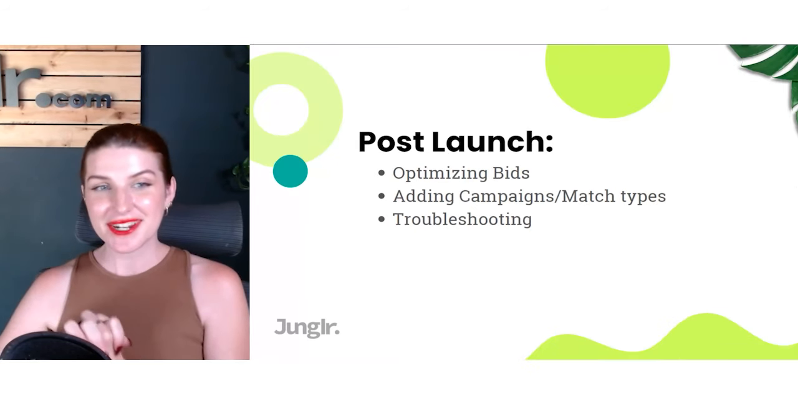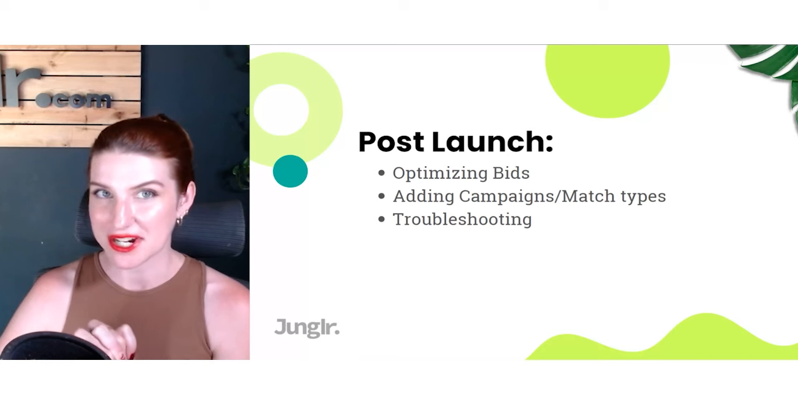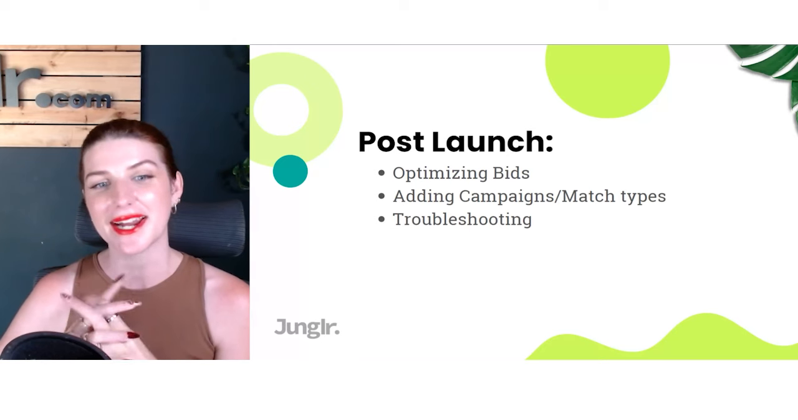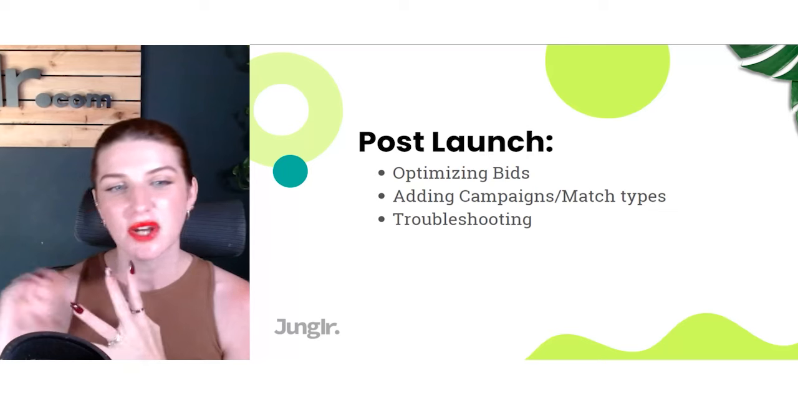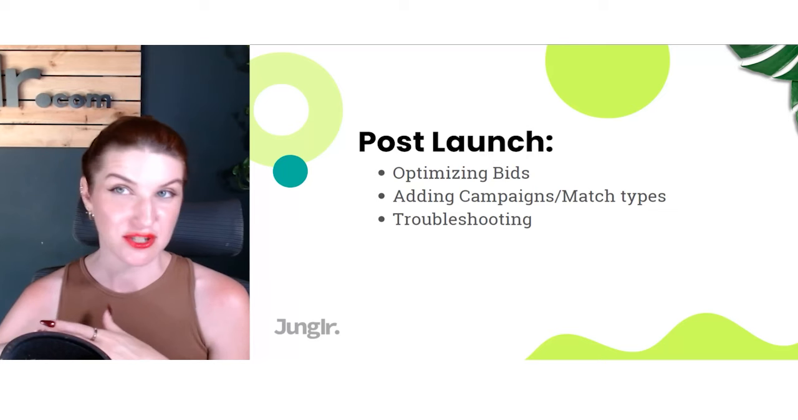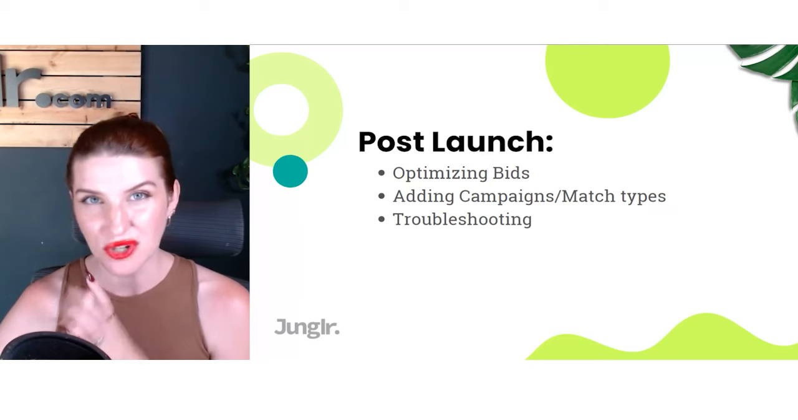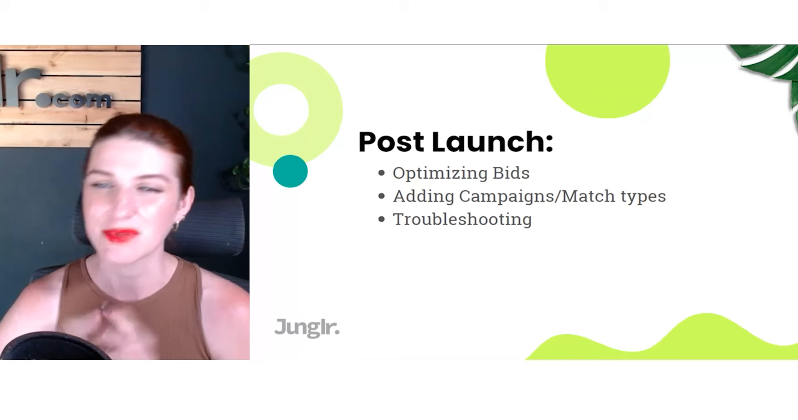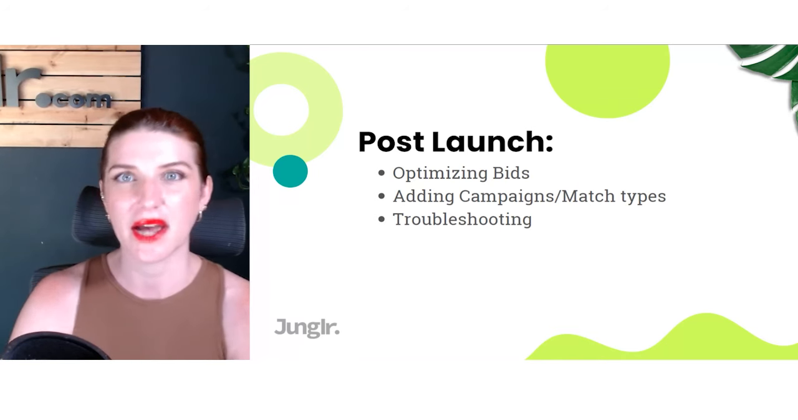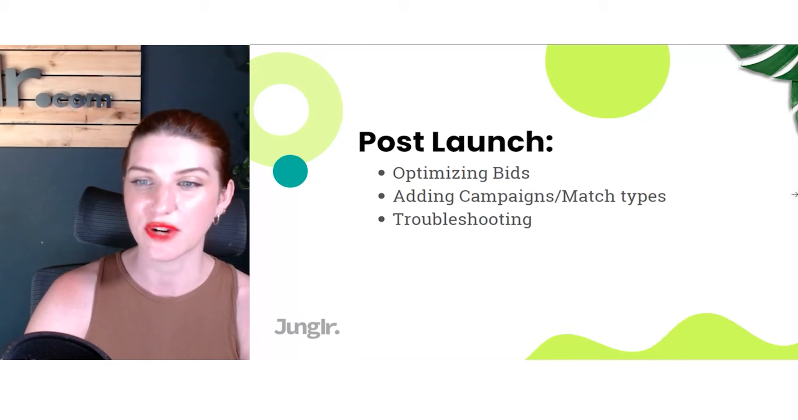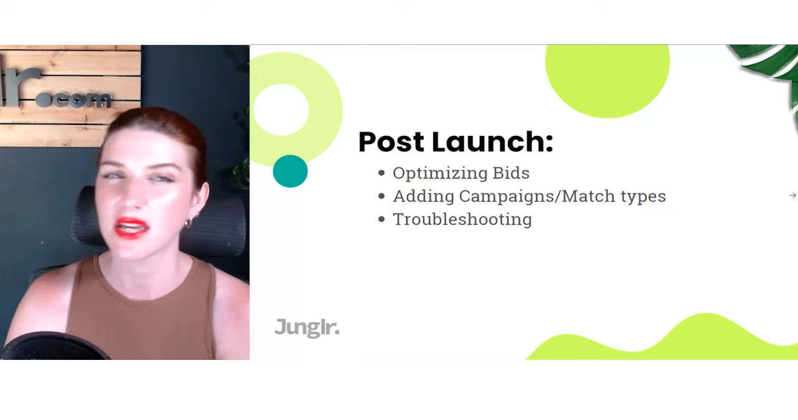All right, so we've got our account set up, we set up our campaigns, we got them all up there. Now let's talk about our post-launch. How do you optimize the bids? When should we add new campaigns or match types? And then we'll also go through some troubleshooting, because there are going to be some of you who launch and maybe don't get things moving as quickly, or run into some issues. So I'm going to talk about some common things people see.